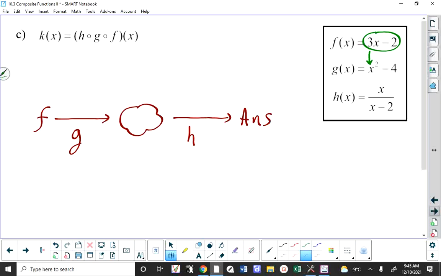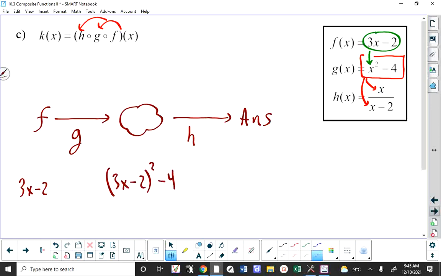And whatever that whole thing is, that's going to go every place there's an x in h. Remember, we go from the inside out. So f of x is going into g, and then the result is going into h. So if we put 3x minus 2 through g, what are we going to get? We're going to get (3x minus 2) squared minus 4 coming out of g.